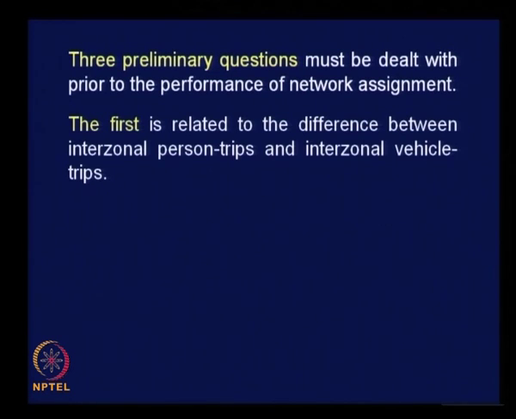related to the difference between interzonal person trips and interzonal vehicle trips. So far, in all the 3 steps, we were dealing with person trips. Now we are going to deal with vehicular trips. You are not going to assign person trips on the roads or on the rail system, right. So it is concerned with vehicular movement. Traffic assignment or route assignment is concerned with movement of vehicles, not movement of persons. So this distinction has to be understood very clearly. This is the first point.